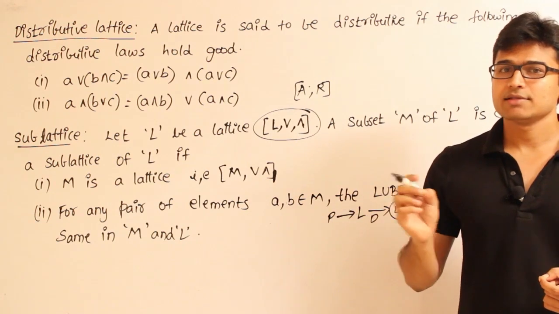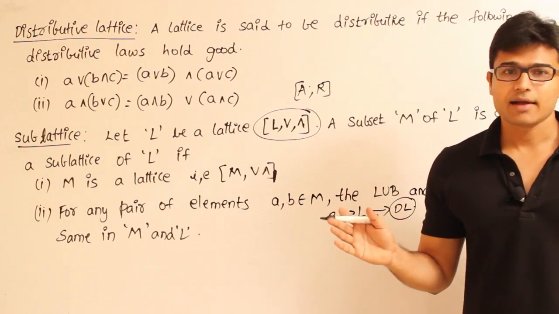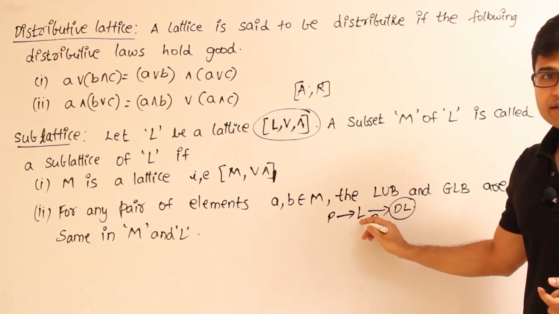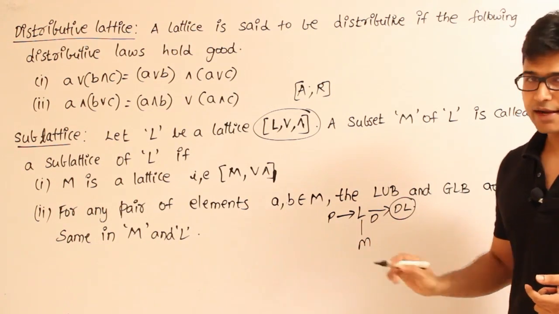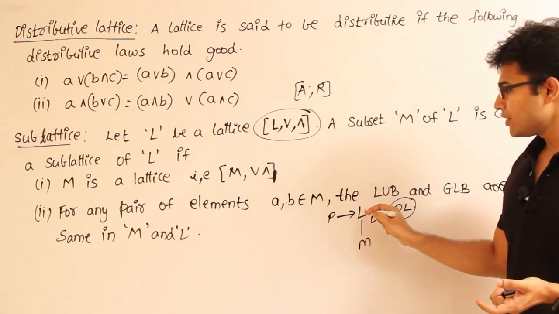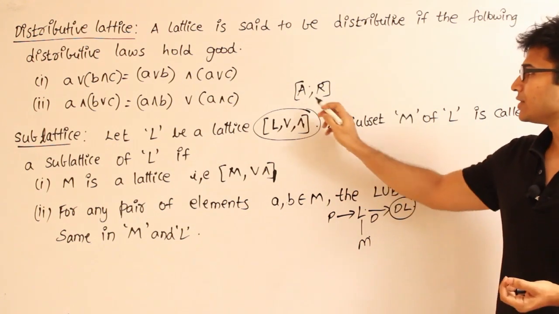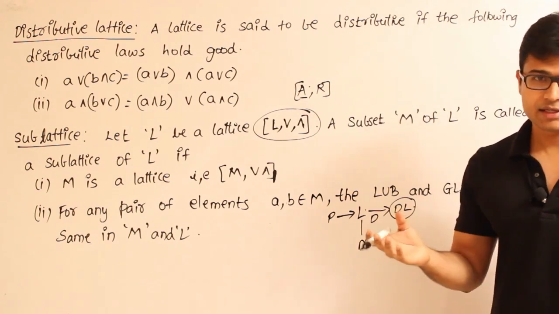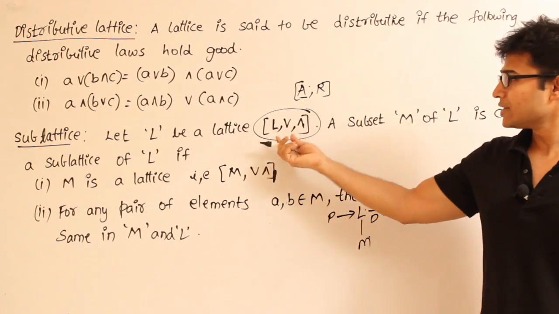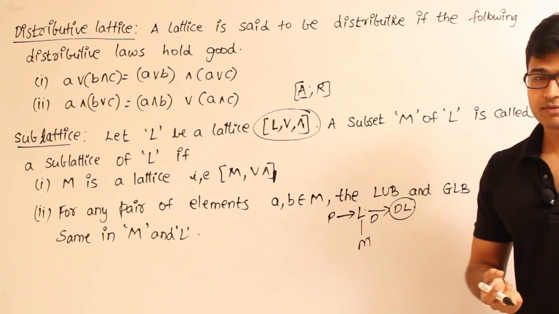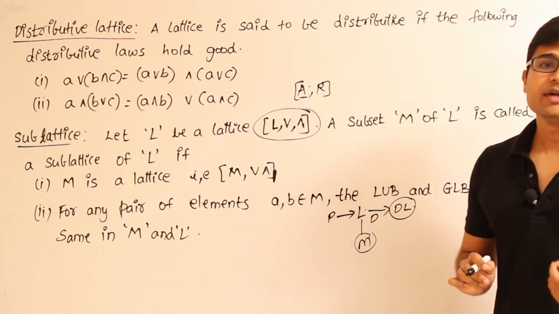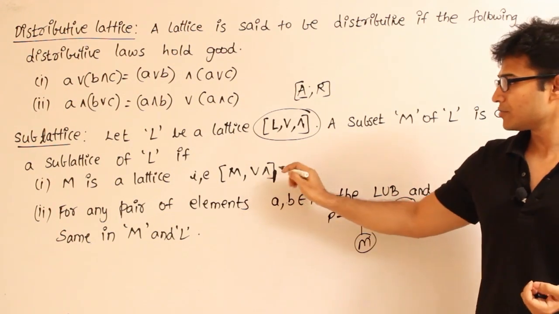But distributive lattice and sublattices are not at all connected in any way. Now if L is a lattice and M is a subset of that lattice, what do I mean by that? Whatever the base set is, you take a subset of it. If you have, let us say, 10 elements in the set L, and you take some of them, that is called a subset. Now if this subset is going to be a lattice, that is the first point.